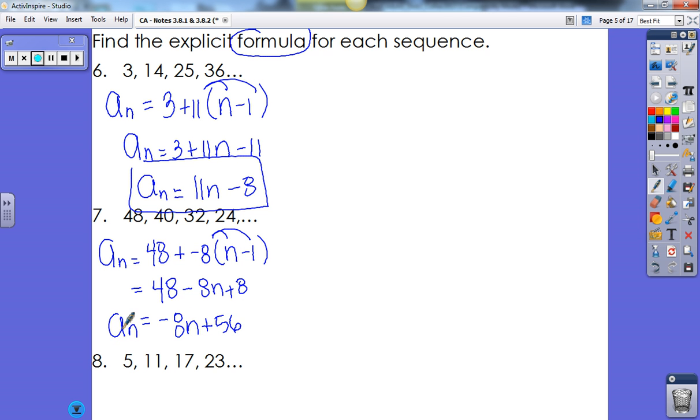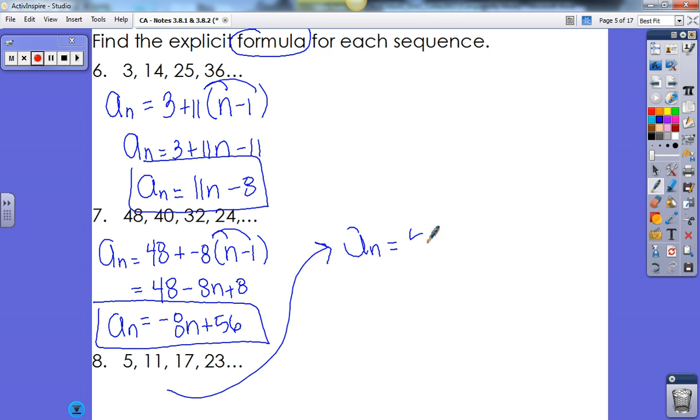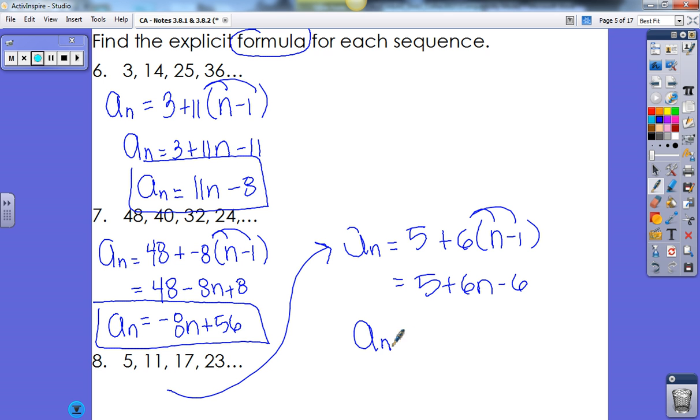So my formula is negative 8n plus 56. This one, I'm going to go ahead and do this up here. My formula for this, I've got my first term is 5. My common difference is 6. And then distribute, combine like terms, and I get 6n minus 1. And again, looking back, all of these are linear functions.